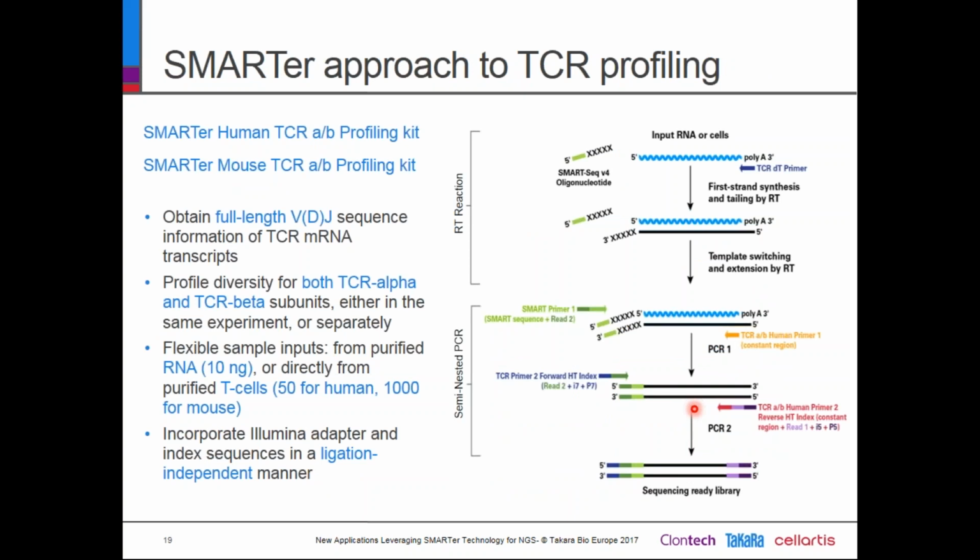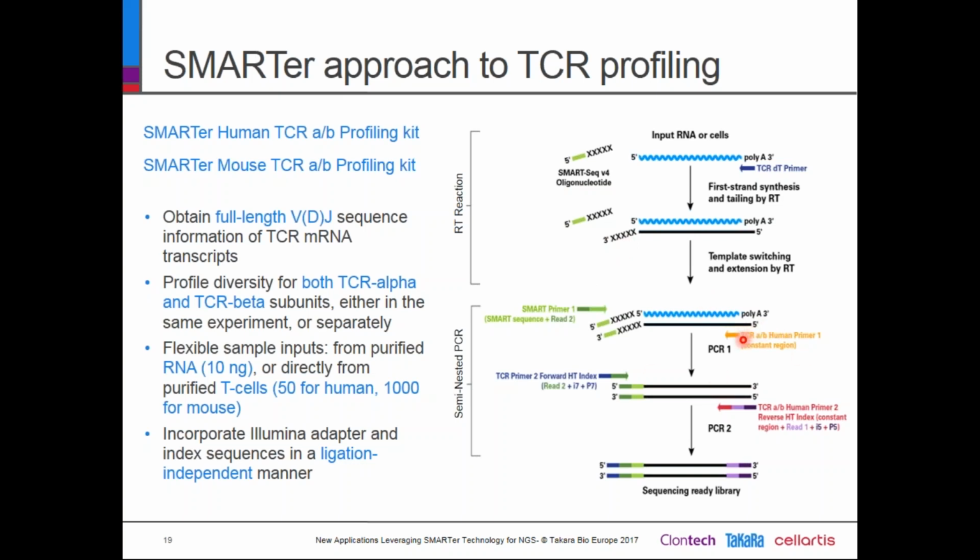What we are seeing here is the workflow for the SMARTer Human TCR profiling kit, but actually we have the same for mouse. It's quite similar, just the mouse kit will contain mouse sequences. To explain briefly how it works, we start with reverse transcription with an oligo-dT primer. We incorporate the 5' end using the template switching reaction. So this is what I said before: thanks to this template switching reaction, you don't need to have knowledge of the 5' end.